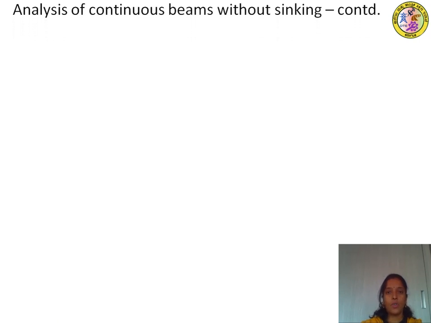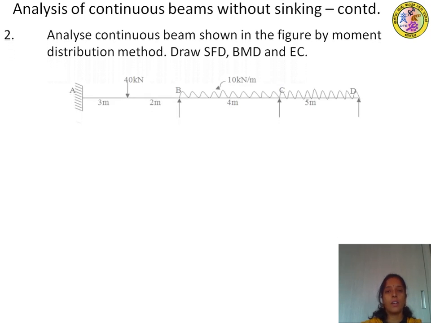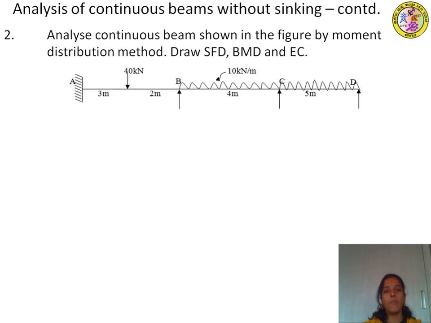Let us continue with the analysis of continuous beam without sinking. Let us consider a continuous beam ABCD with one of the ends as fixed and the other ends as simple supports. So the extreme support D is also a simple support.